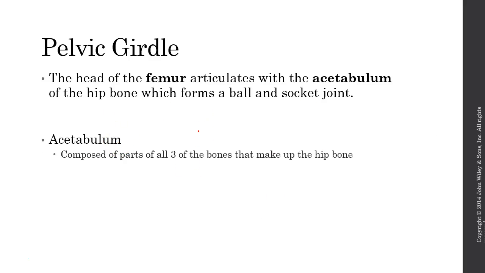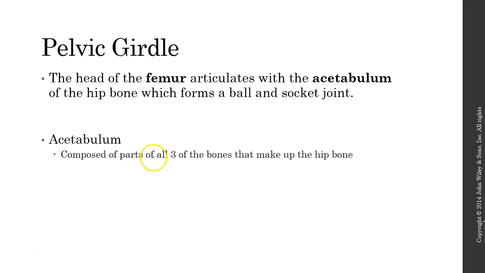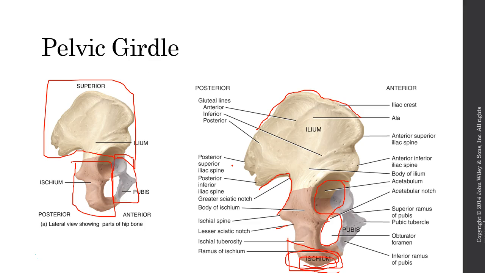On to the lower limb. The first bone is going to be the femur in the thigh area. Again, we articulate with the acetabulum, forming a ball and socket joint. One thing to note about the acetabulum, all 3 of those individual hip bones fuse at the acetabulum.